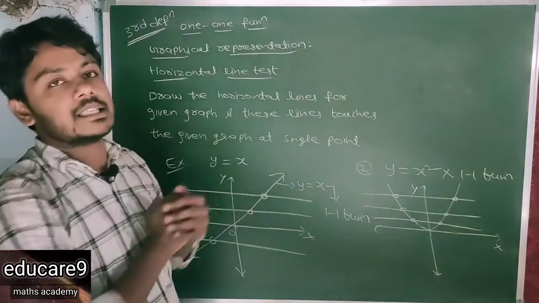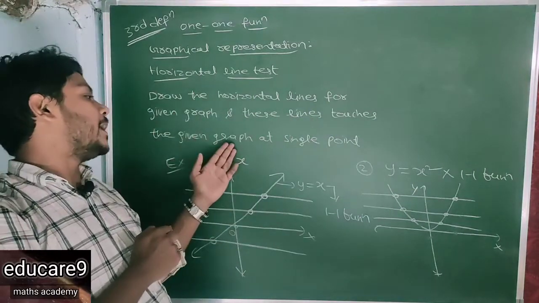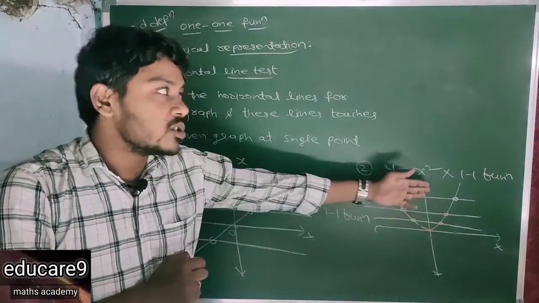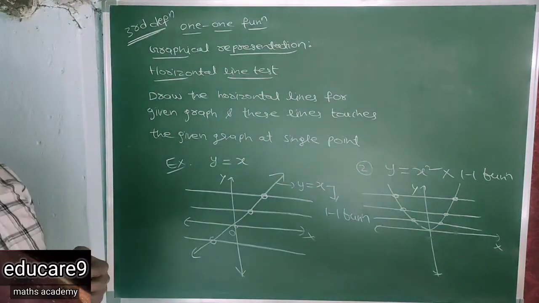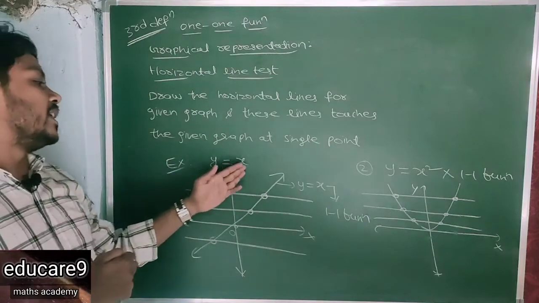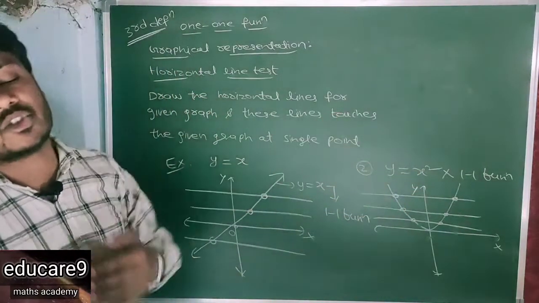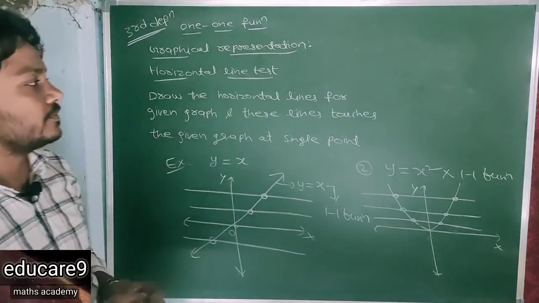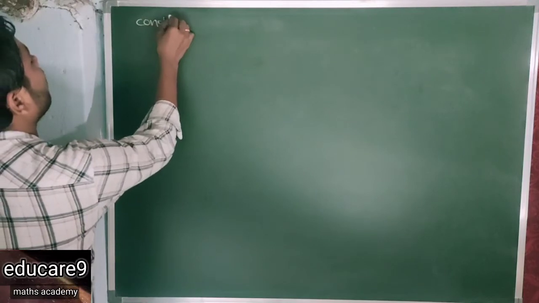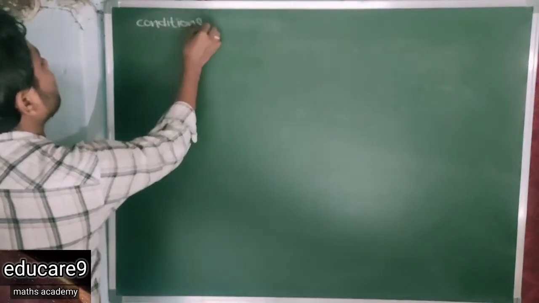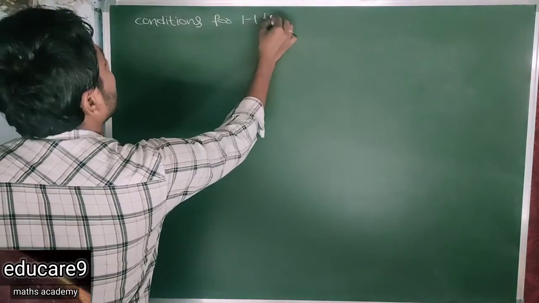Why? Because only if the horizontal line touches the given graph at a single point is the given graph said to be a 1-1 function. So clearly y is equal to x is a 1-1 function, but y is equal to x square is not a 1-1 function. So some conditions are there for 1-1 functions. Conditions for 1-1 function.